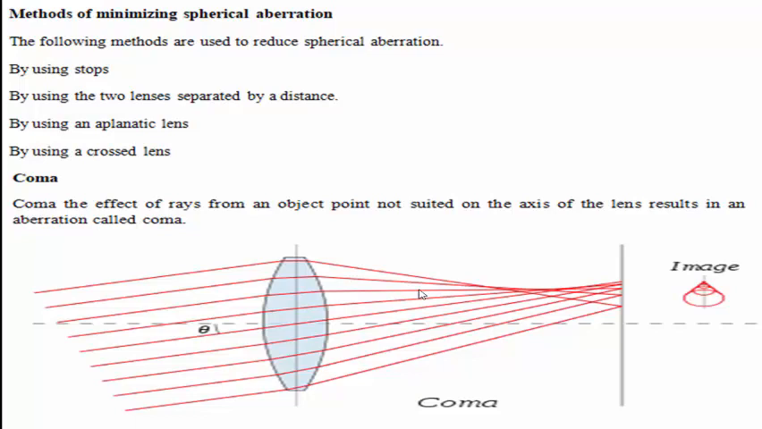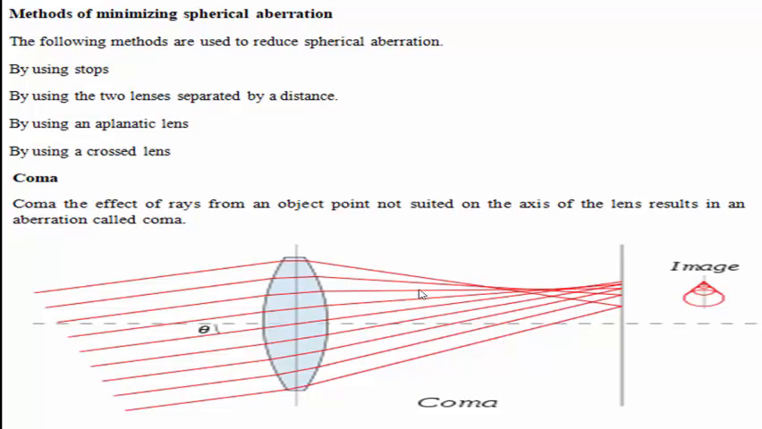These are the following methods which are used to reduce spherical aberration. The first one is by using a stop. Next, by using two lenses separated by a distance, by using an aplanatic lens, and by using a crossed lens.